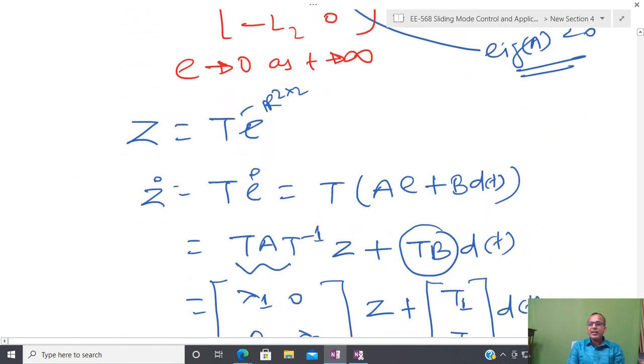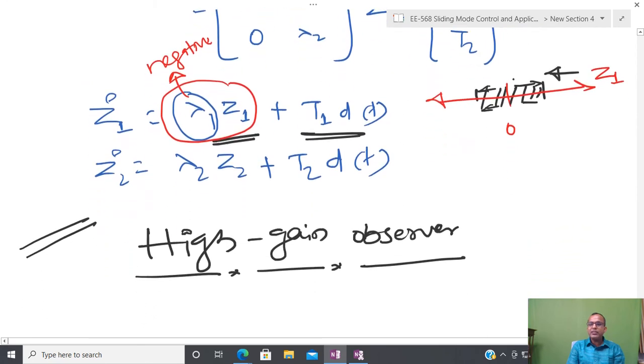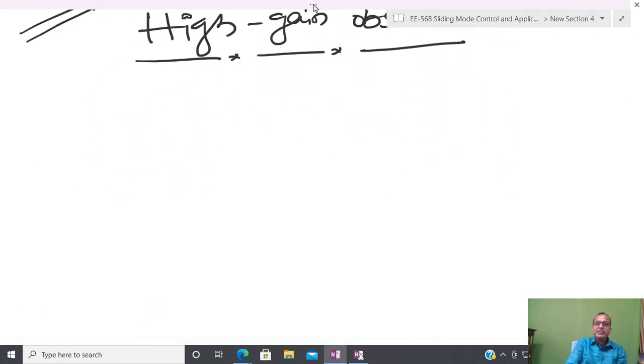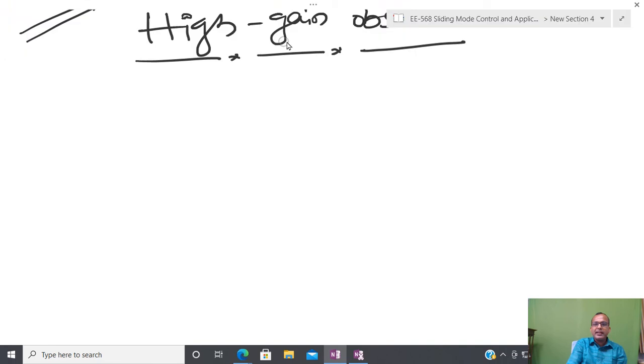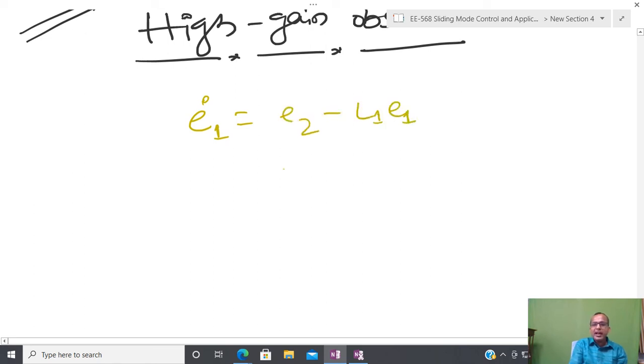And what is the suggestion? Again, you can write the error dynamics. The error dynamics remain the same. So I am going to write them directly. I have E1 dot, that is nothing but E2 minus L1 into E1, and after that I have E2 dot, which is minus L2 into E1 plus dt. This kind of error dynamics I have.